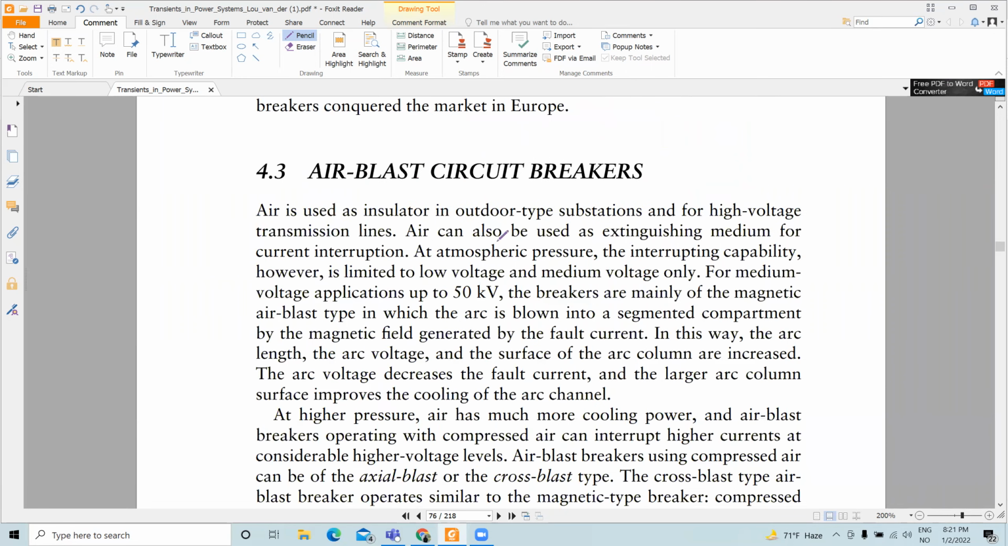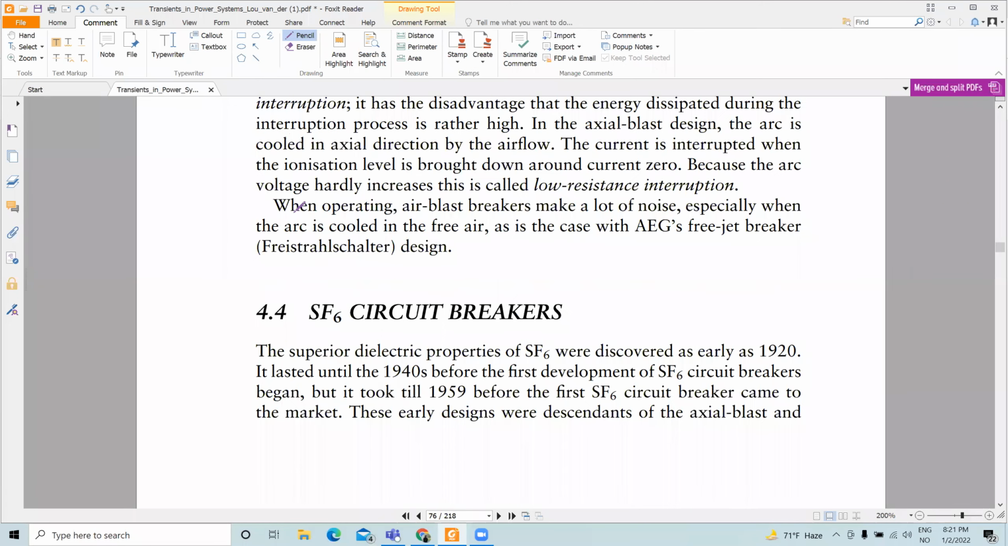There is another technique which is called air blast circuit breaker. Here you basically have the blast of cold air to take out the heat from the arc. The blast can be axial or it can be radial.